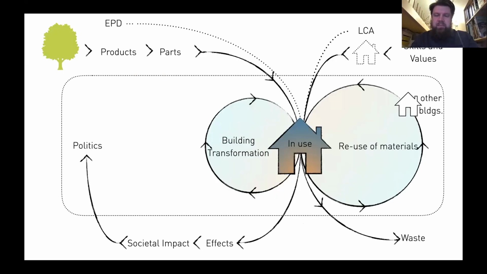So this is a picture I've been using for myself, to try to get everything to click in my head. Basically in the middle, we have the in-use building, and it goes through two processes continuously during its lifespan. One is the building transformation, all the changes that happen to a building. Every time there is a functional change, some materials get taken out, and some other materials get put back in. This is the right-hand circle, the reuse of materials. That also connects to all the other buildings and other processes in society where we reuse materials. And you also have new materials and waste coming in and out. So this is the circular part.